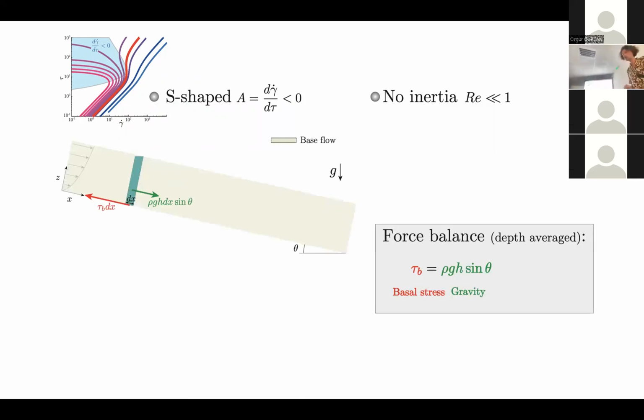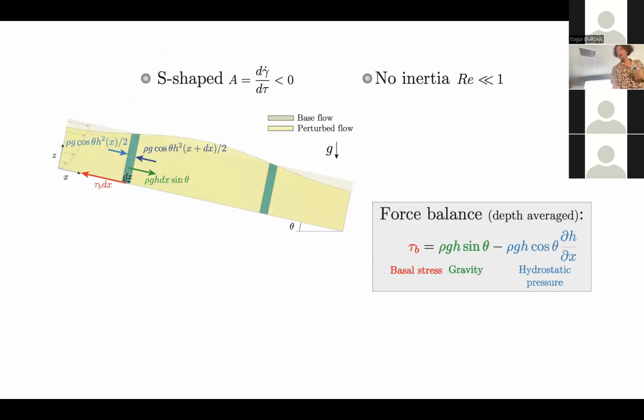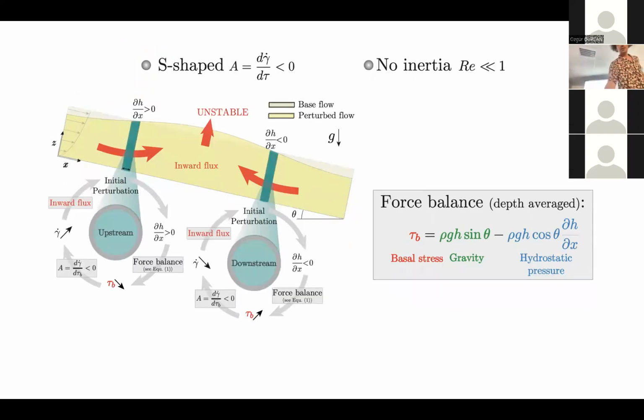And so if there is no inertia, you can write the force balance for this base state of a uniform layer, right? Here you see that the gravity that drives the flow is balanced by the basal stress. It's a depth-averaged thin film description, classical. If you put a perturbation of the thickness, you have changes of the thickness, so it leads to a hydrostatic pressure gradient in the force balance. And just with that, you can propose an instability mechanism. It's quite easy to follow if we take it slowly.